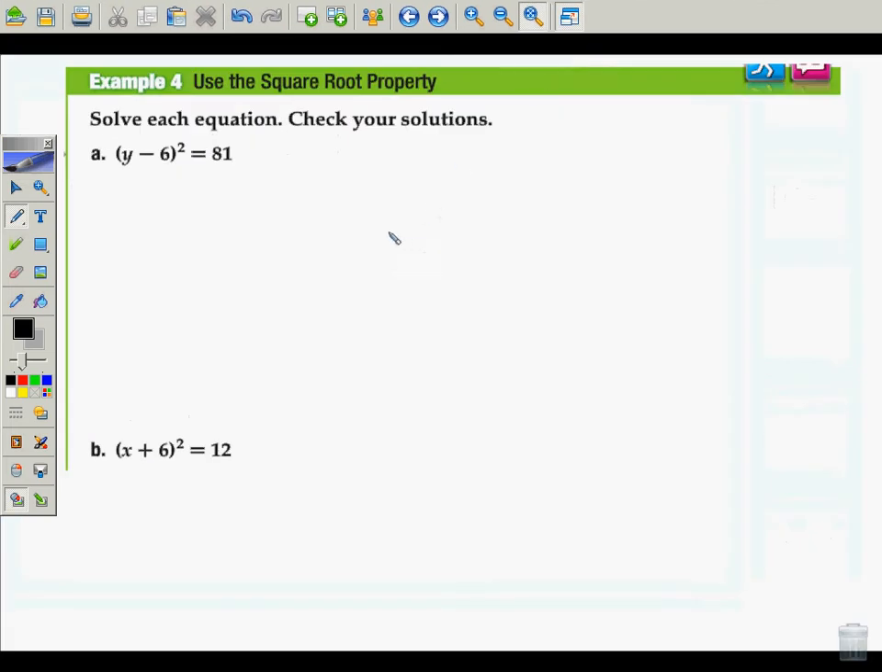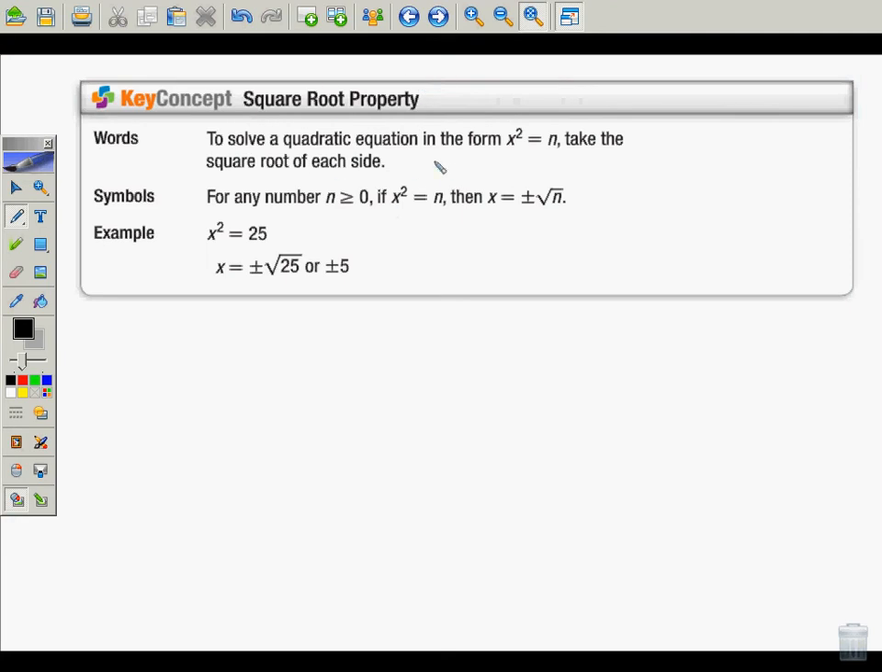So the last thing we need to talk about in this lesson is the square root property. And the square root property just says whenever you take the square root of something, then when you take that square root, you have to do plus or minus whatever you get for that square root. Okay? So for example, x squared equals 25.